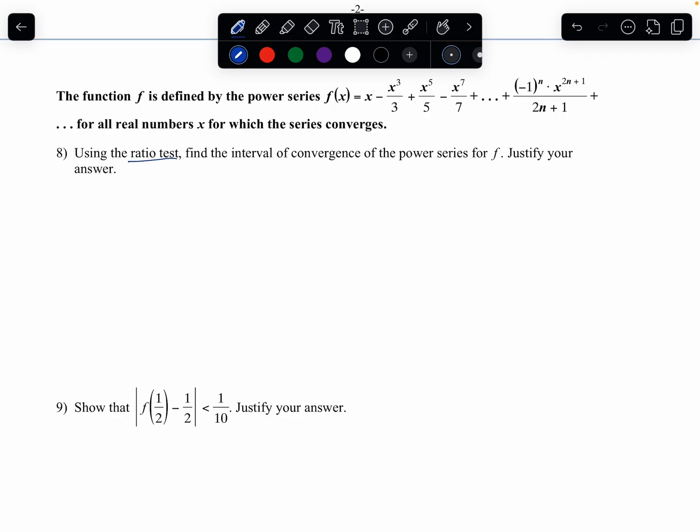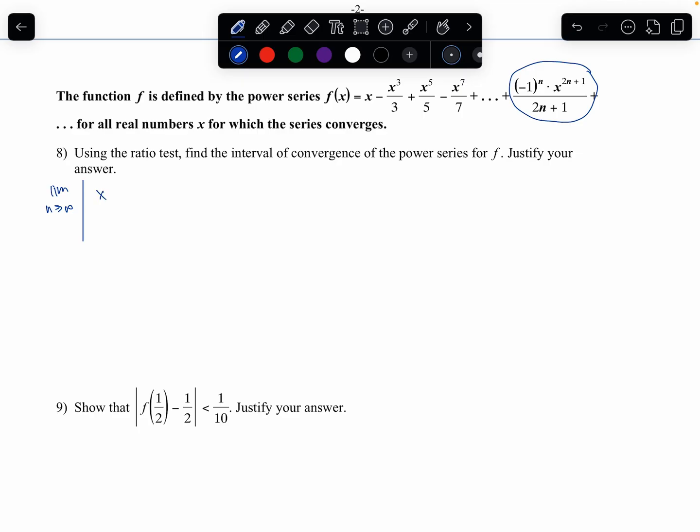So the ratio test, we used it two problems ago, not in the last problem, the problem before. So we're going to use the ratio test with this expression. We're going to use the limit as n approaches infinity of the absolute value of the (n plus 1)th term over the nth term. I usually don't keep the negative term right here, I usually just discard that.